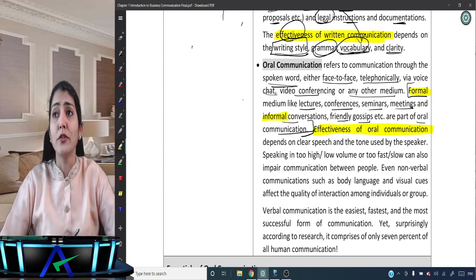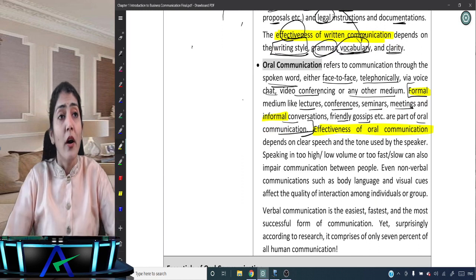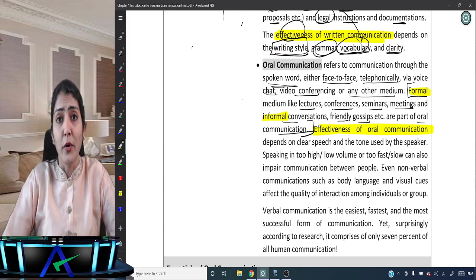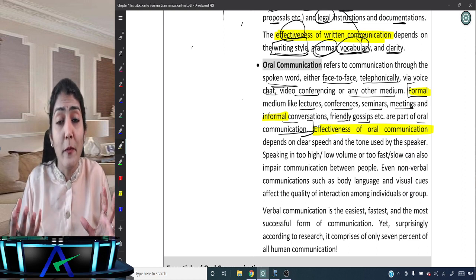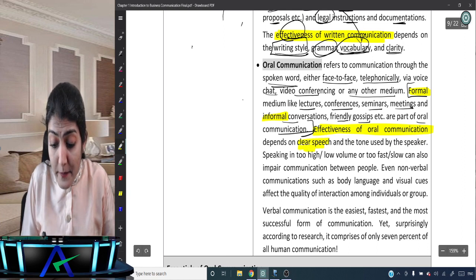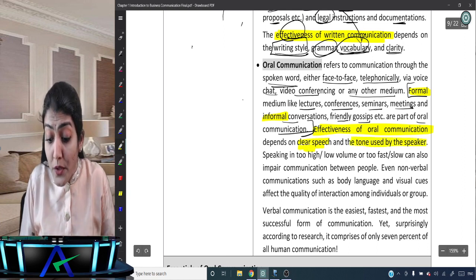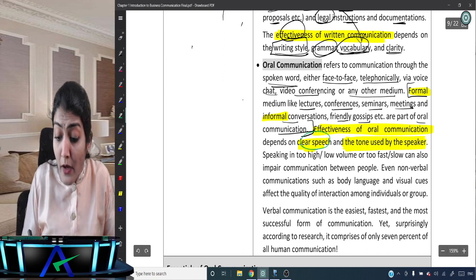So you'll say, what if every morning I get up and say, what do you want to say? Speak clearly. So clear speech and the tone used by the speaker matter. Clear speech and the tone used by the speaker.